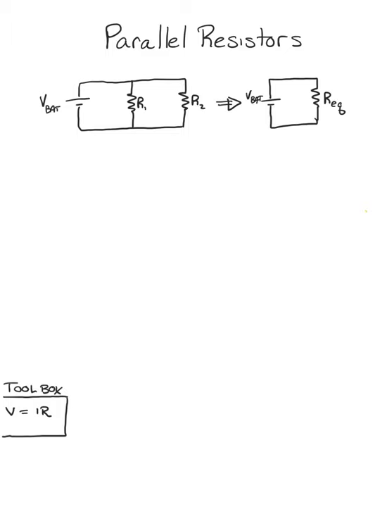Now we'll derive the formula for parallel resistors, having already done series resistors. So on the left, we have a circuit that has elements in parallel. And what we'd like to do is simplify it to something on the right, that is a simple battery with one single equivalent resistor. What is the formula for the equivalent resistor?